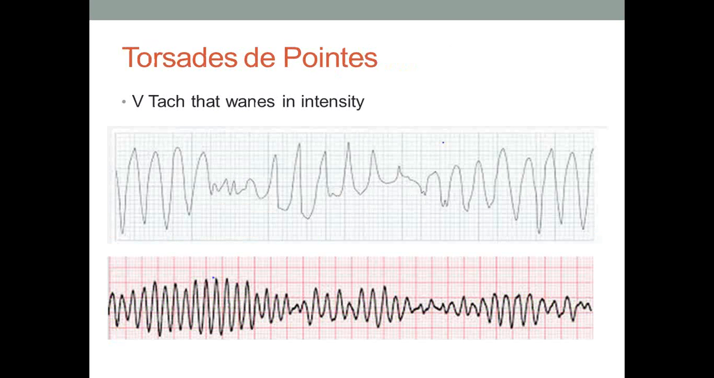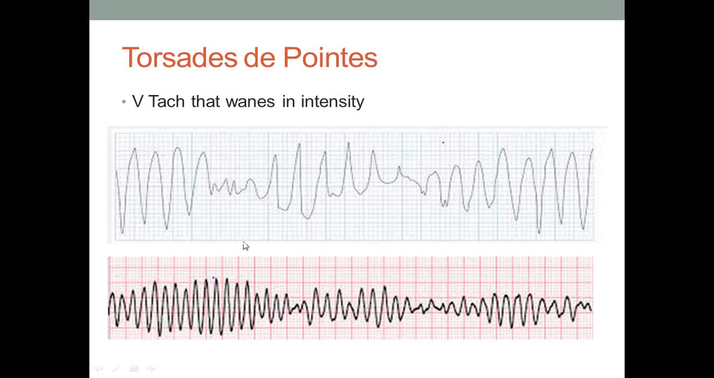Torsade de pointes, which is a form of VTAC, the intensity of the VTAC will wane. So it sort of waxes and wanes. You'll see kind of like a twisting of the VTAC. So if you were to take a long strip of VTAC and twist it, you would see wide portions and really narrow portions, and wide portions and really narrow portions.